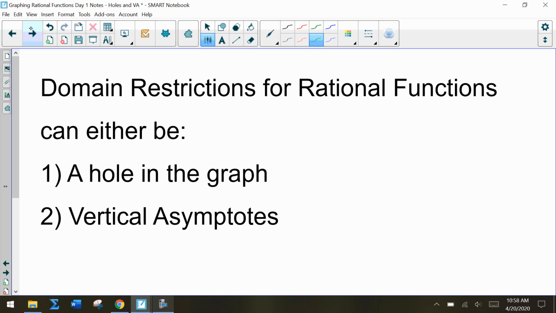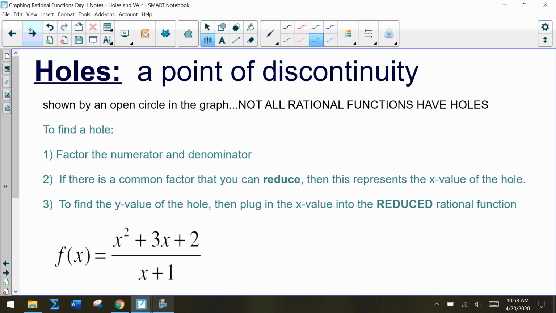So domain restrictions for rational functions can either be a hole in the graph or a vertical asymptote. So those are the two domain restrictions. So let's focus on these two today. So a hole in the graph is a point of discontinuity. It is shown by an open circle in the graph. And not all rational functions have holes. So they can have holes in the graph, but they don't always have holes in the graph.